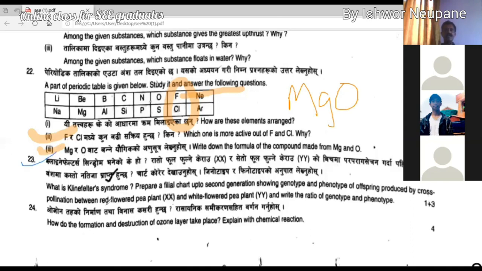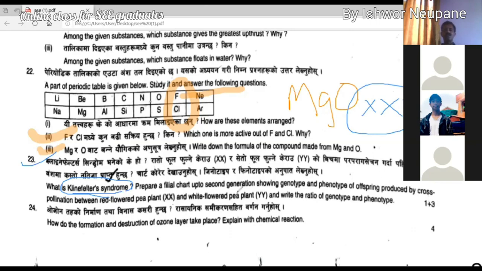What is Klinefelter syndrome? Can you define it? It is a sex chromosomal disorder occurred by an additional copy of X chromosome. So it is the chromosomal disorder occurred by the presence of an extra X chromosome in a male's body. In a male's body, there will be sex chromosomes XXY. If there is presence of XXY chromosomes, that is Klinefelter syndrome.